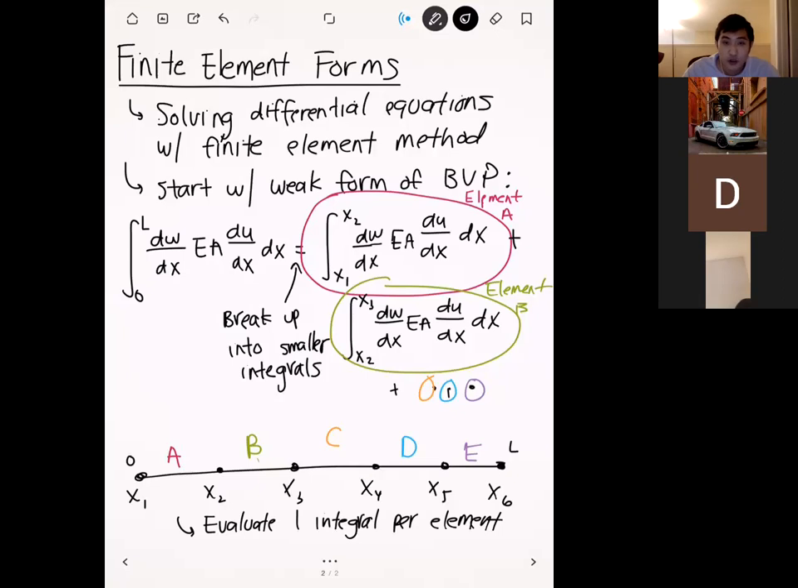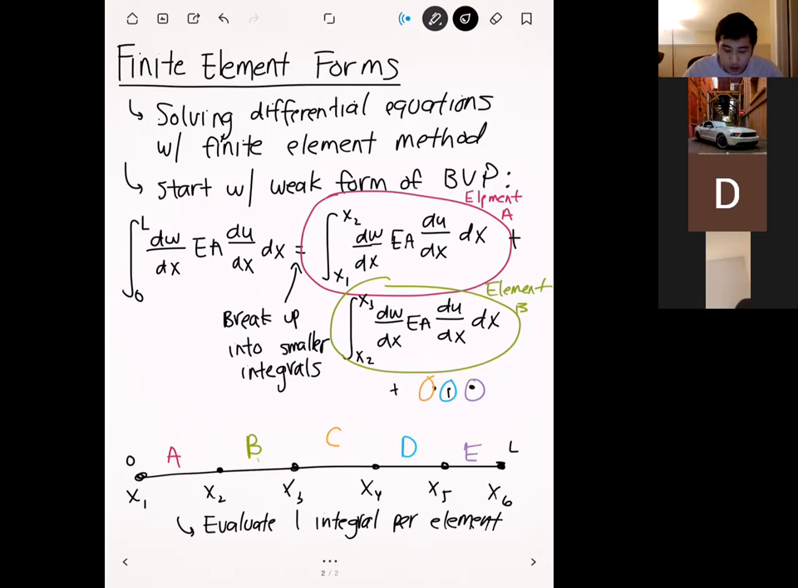This kind of approach lends itself really well to a computer algorithm because the integrands for all of these elements are basically the same. We have the same thing on the interior, dw/dx times E times A times du/dx. Since all of those things are the same, we can computerize this, write instructions for it, and then just tell the computer to do this over and over again. That's the basis of the finite element method.